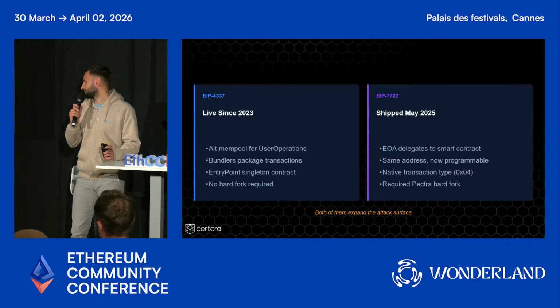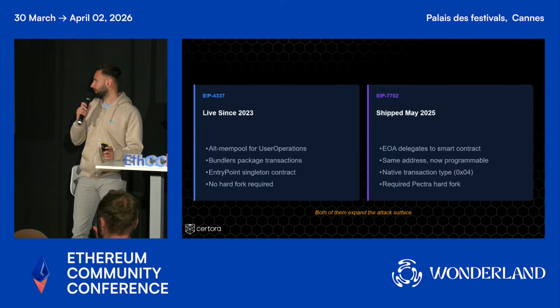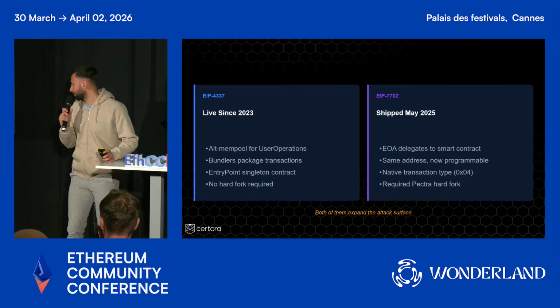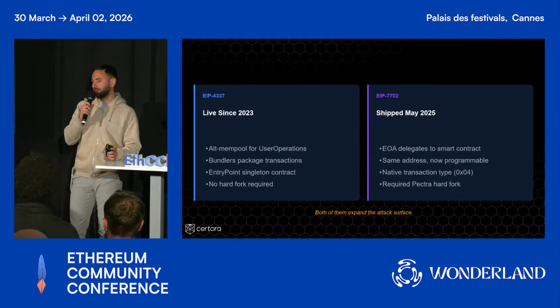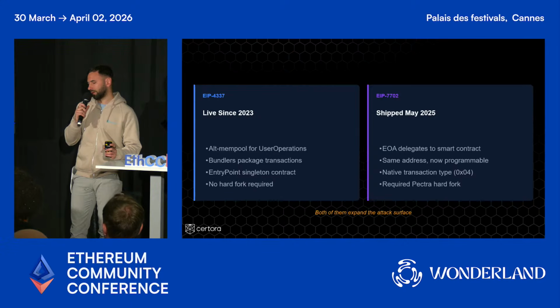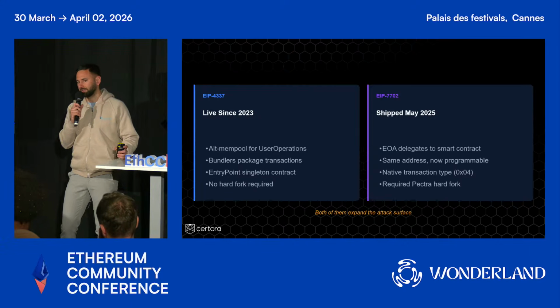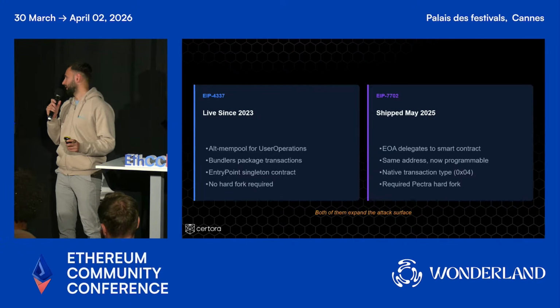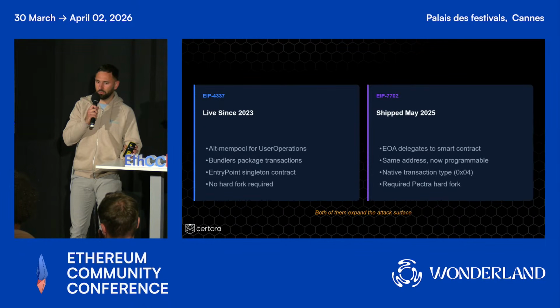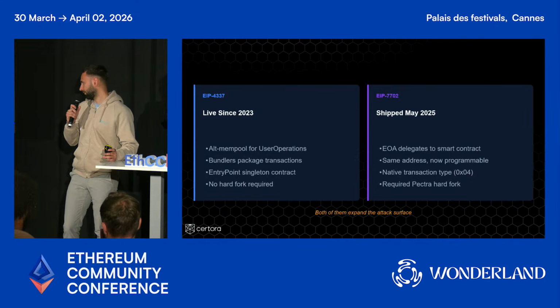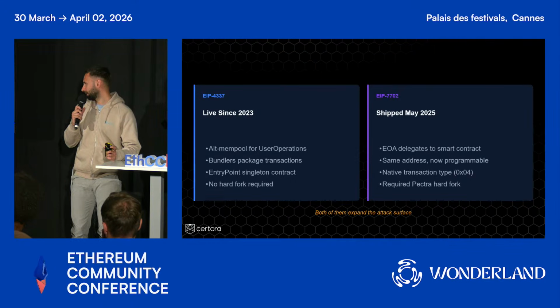4337 introduces an alt mempool for user operations, bundlers who package transactions, and entry point singleton contracts. No hard fork required, it works today on any EVM chain. 7702, on the other side, temporarily converts a user signing account into a smart contract wallet for the duration of a transaction by introducing a new type of transaction, which is 0x04. And it requires the Pectra hard fork.